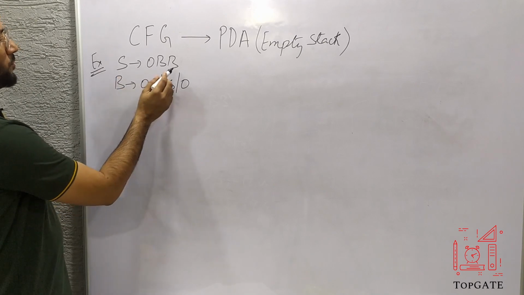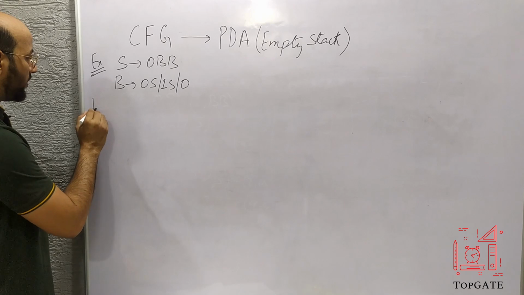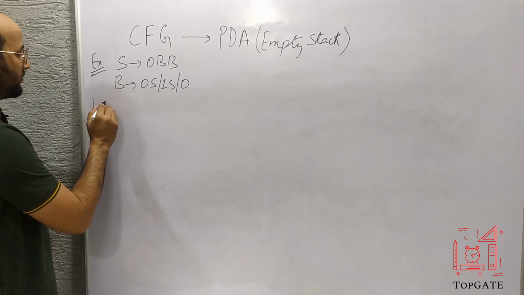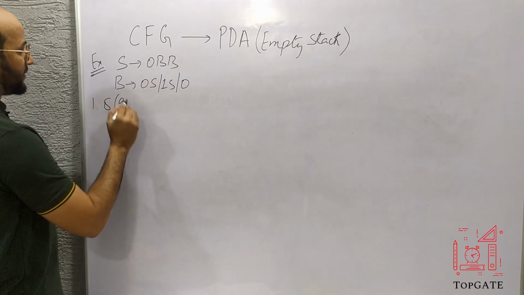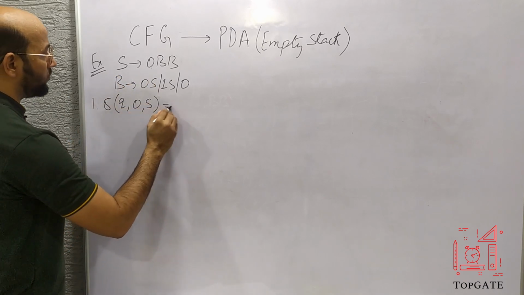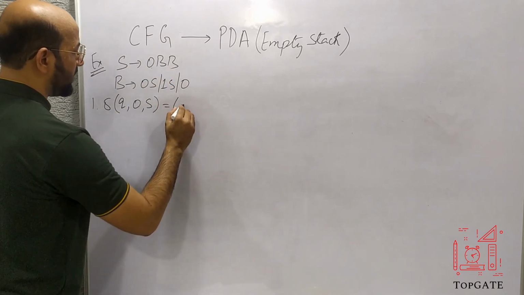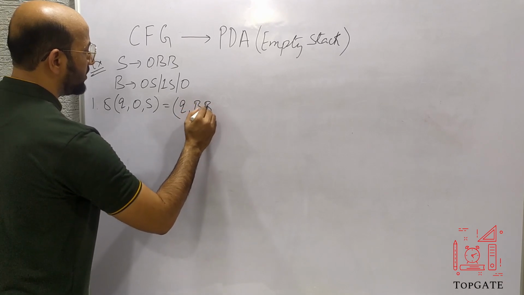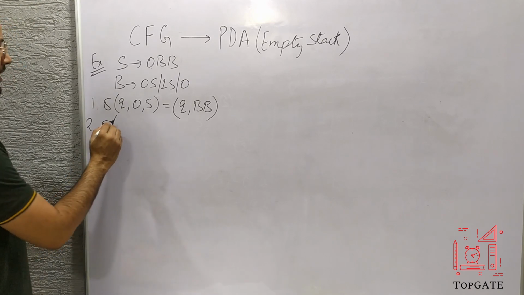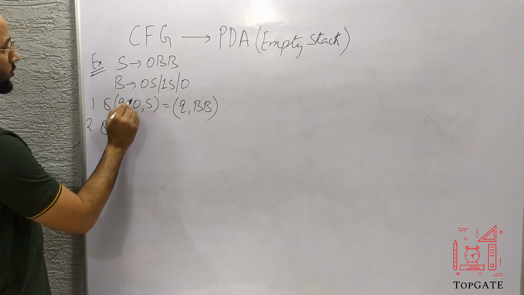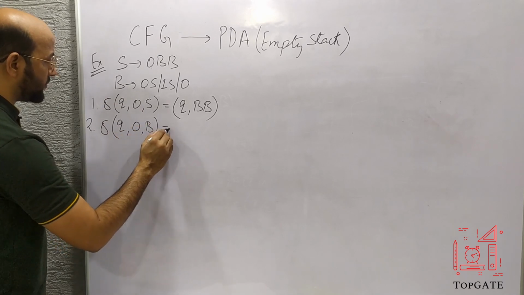So in total we have 4 productions, therefore I'll define 4 rules for these 4 productions. Fine. So rule number 1 that we have is, first one we'll take delta of Q comma 0 comma S, what will I get? Q comma BB. Okay, so I'll get Q comma BB. Okay, rule number 2, delta of Q comma 0 comma B, what will we get?